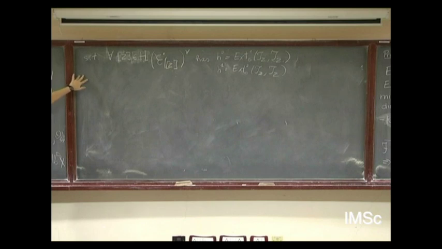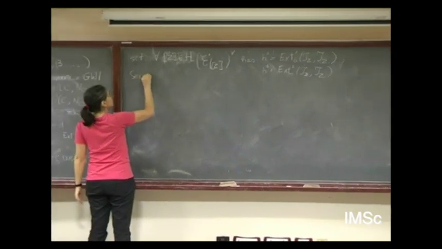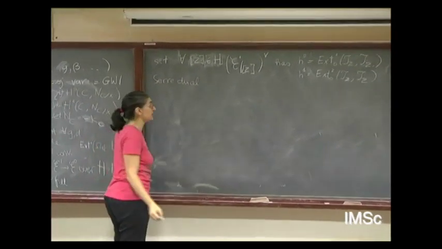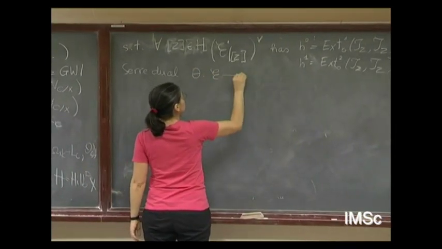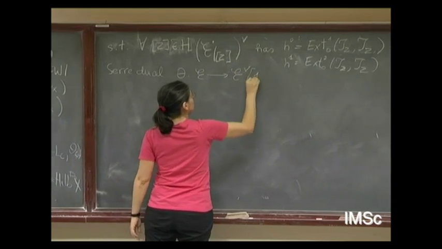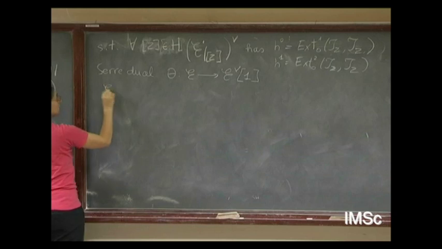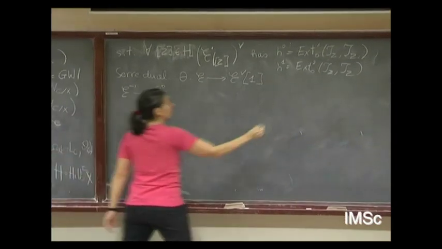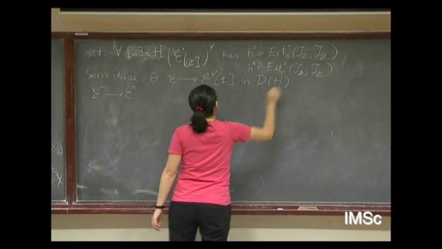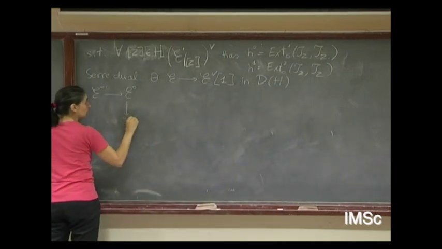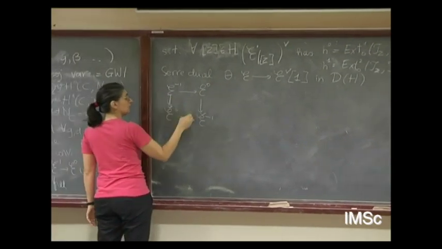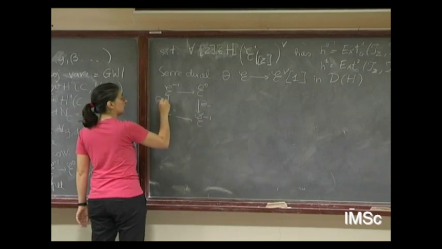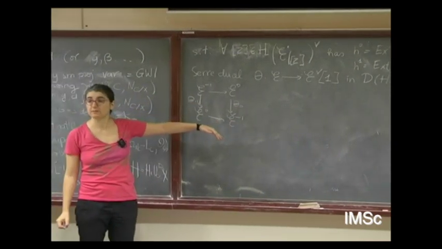And so what you do now is you remark that, as I said, you have Serre duality. And the duality basically gives you an isomorphism theta from E to E dual shifted by 1. Since I can never remember how the indices go, it means in the derived category of H. So I'm putting the dual on top so that I still have space here. So I have a theta 0 and a theta minus 1, which is a quasi-isomorphism.